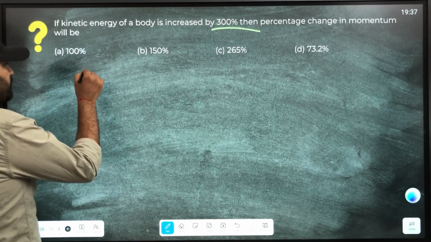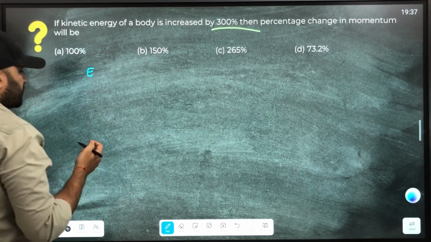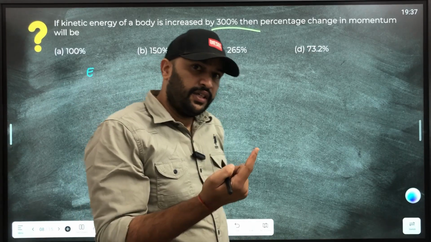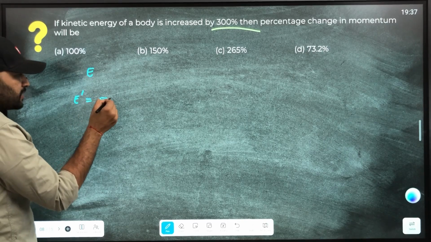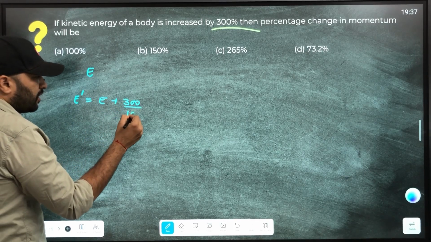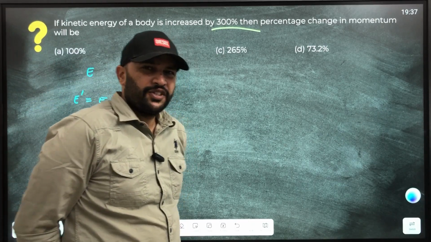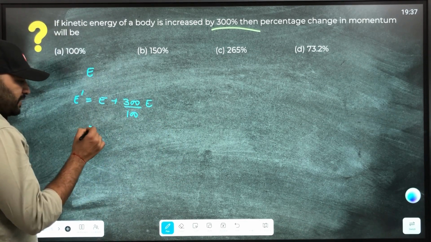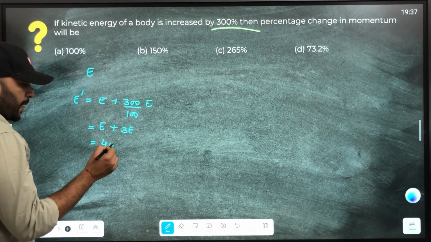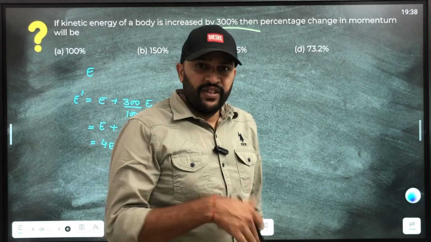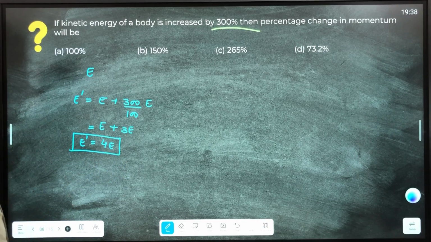Initially let's suppose the kinetic energy is E. Now it is increased by 300%. If something is increased by 300%, we have to add, right? So what will be the new energy? Let me call it E dash. That will be E plus 300% of E. Now some of you will say, is it logical? Let's see. The new energy will be E plus 3E, which will be 4E. So this is the 300% increase of the previous value. The new value of energy is 4 times the previous value. Very important outcome.